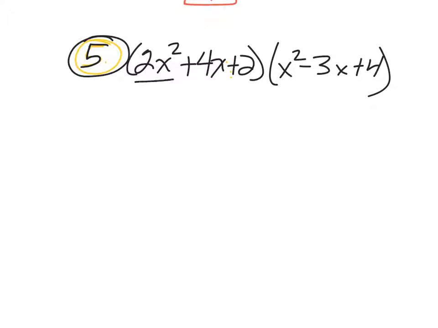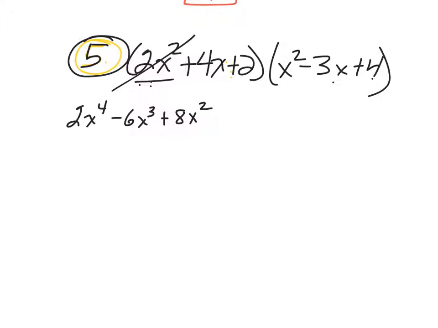So let's take the 2x squared through. 2x squared times x squared is 2x to the fourth. 2x squared times negative 3x is negative 6x cubed. 2x squared times 4 is 8x squared. Done with the 2x squared.